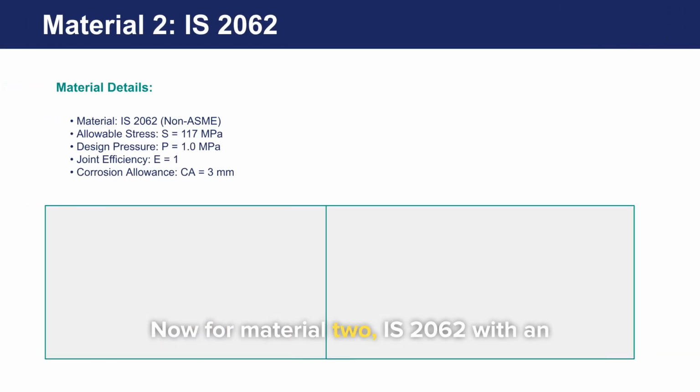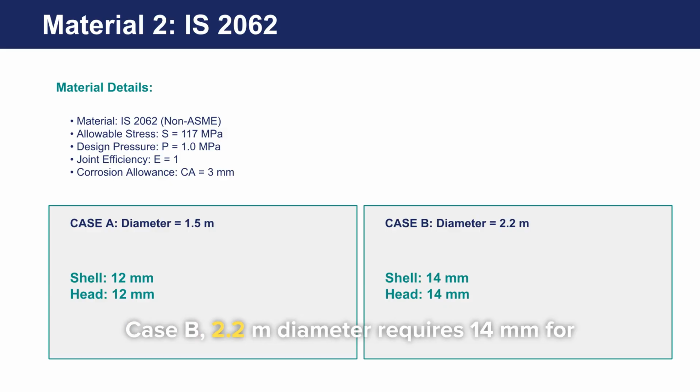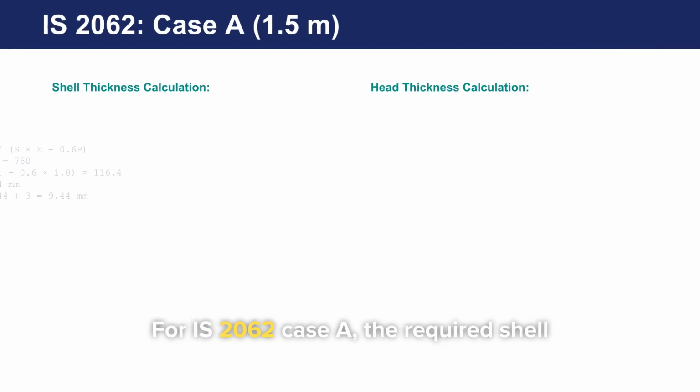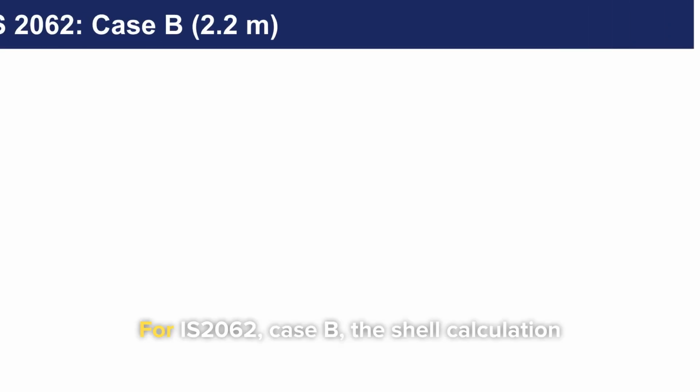Now for Material 2, IS 2062, with an allowable stress of 117 megapascals. Case A, 1.5 meter diameter, requires a 12 millimeter thickness for both the shell and head. Case B, 2.2 meter diameter, requires 14 millimeters for both. For IS 2062 Case A, the required shell thickness, including corrosion allowance, is 9.44 millimeters, resulting in a final plate selection of 12 millimeters. The head calculation is also 12 millimeters for the final plate.